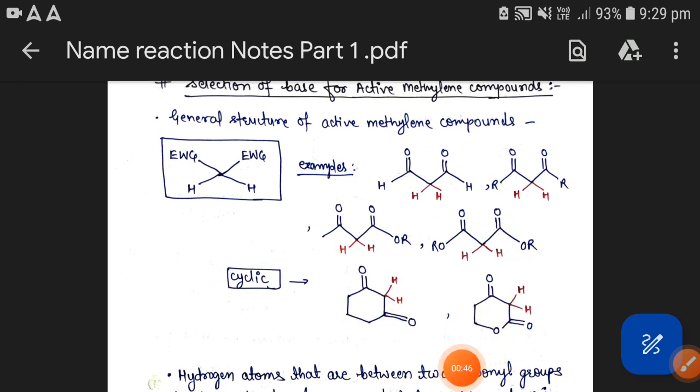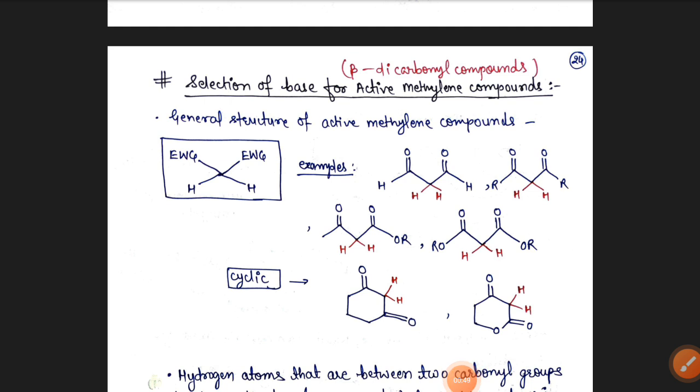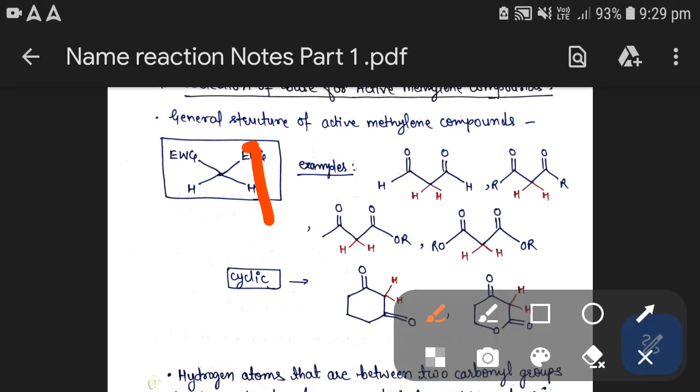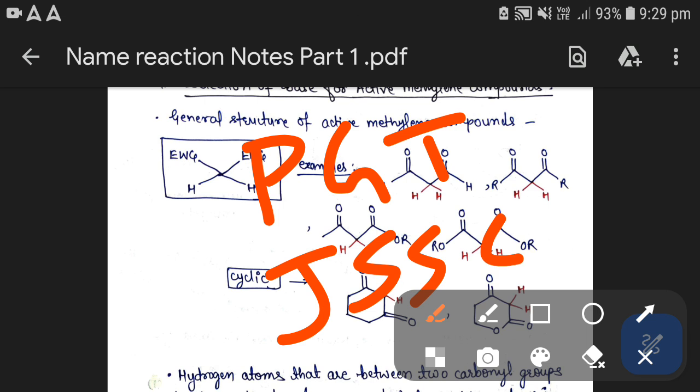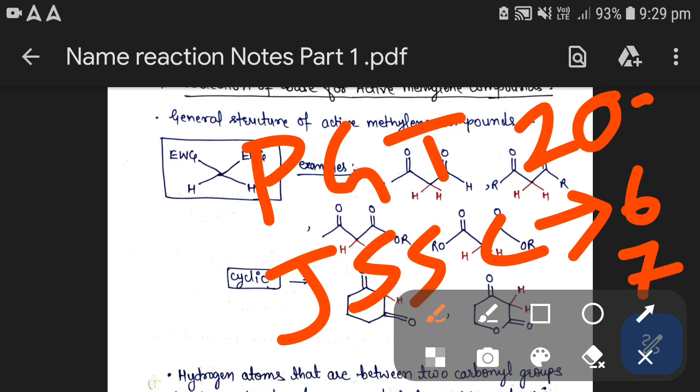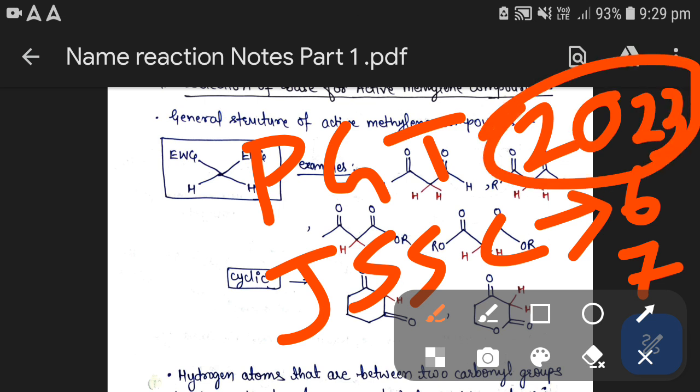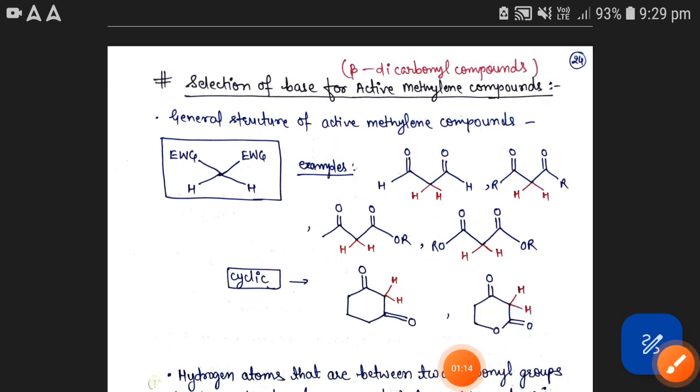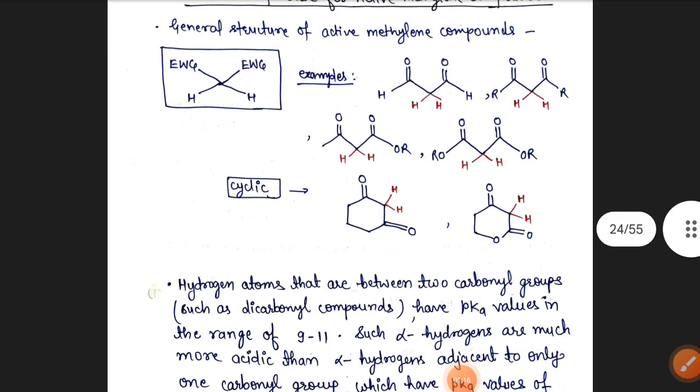So these active methylene groups are very important from your exam point of view. In the case of PGT JSSC, there are 6 to 7 questions. I think in the 2023 paper, there were 6 to 7 questions from active methylene groups. So this is a very important topic for your PGT exam.